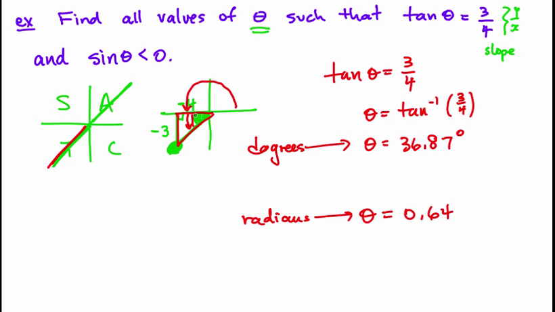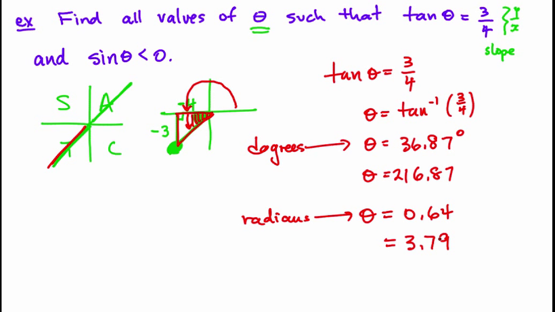But that's only this little tiny angle. I have to add 180 degrees to the first one. So adding 180 gives me 216. And I have to add pi to the second one, which gives me 3.79 radians.